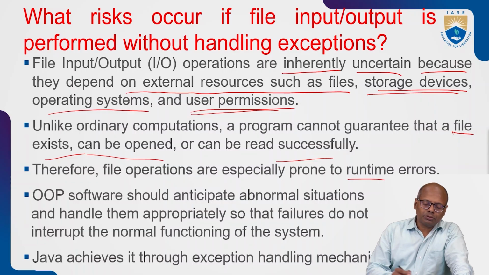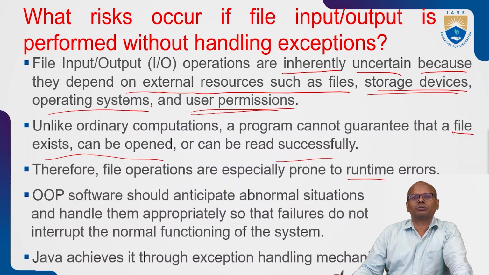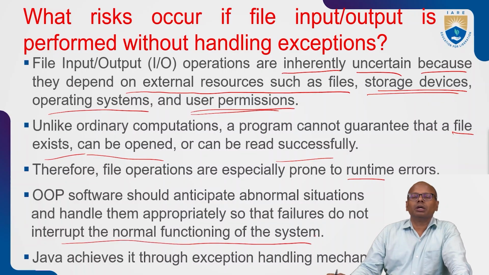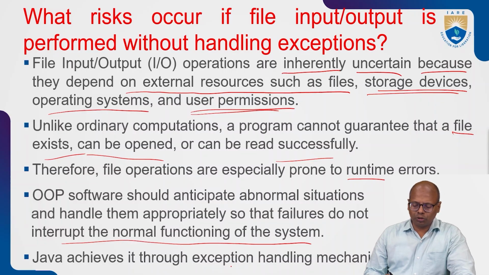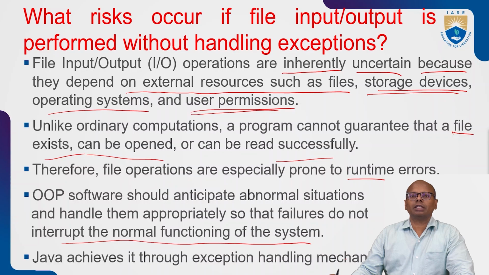Object-oriented programming software should anticipate abnormal situations and handle them appropriately so that failures do not interrupt the normal functioning of the system. The complex system which we are going to develop with object-oriented programming should anticipate abnormal situations like a file that doesn't exist or a file that is write protected. The programmer should anticipate such situations and use the appropriate exception handling methodology. Java achieves this through exception handling mechanisms. In Java, there are some exception handling mechanisms built in.